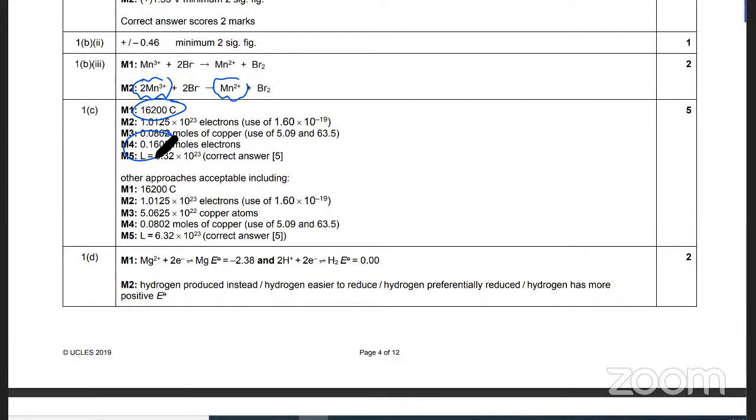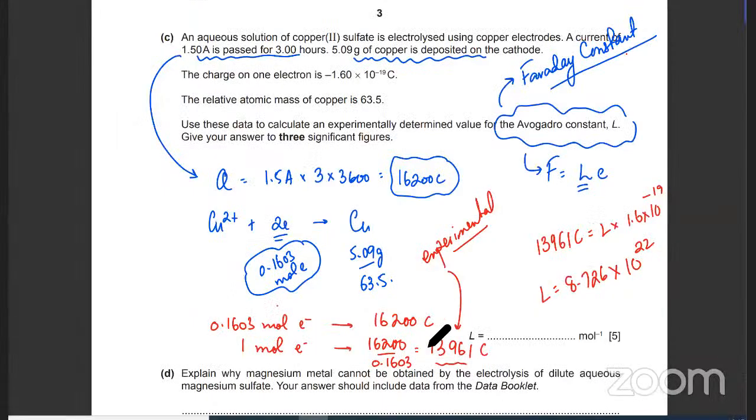So if I just do this one more time, 16,200, and that's going to be divided first by the number of electrons. We made a mistake. No, we made a mistake over here. This number is wrong. Everything was right. I think this calculation is wrong. 16,200 divided by 0.1603, I'm getting 101060.